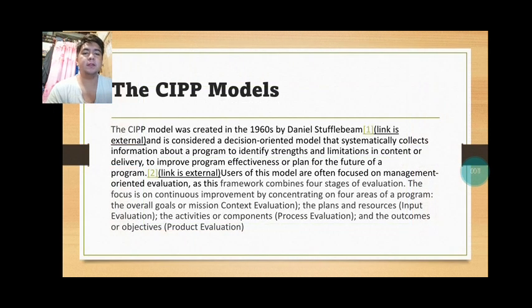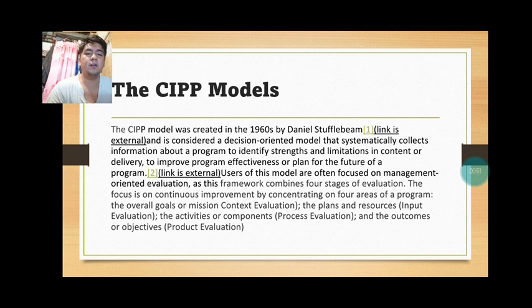The CIPP model was created in the 1960s by Daniel Stufflebeam and is considered a decision-oriented model that systematically collects information about a program to identify strengths and limitations in content or delivery to improve program effectiveness or plan for the future of a program. Users of this model are often focused on management-oriented evaluation, as this framework combines four stages of evaluation.